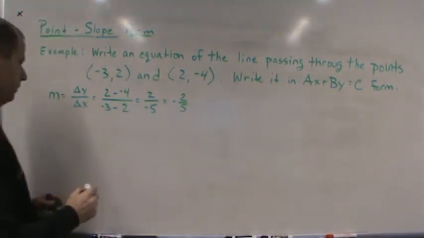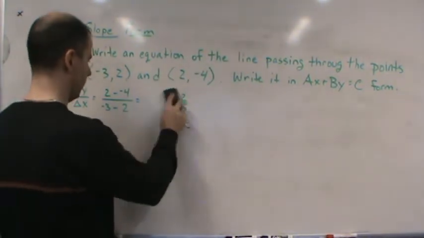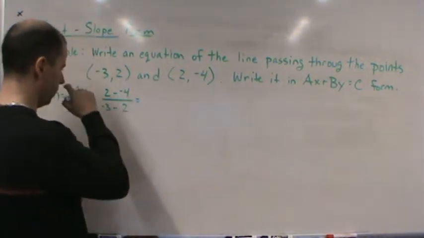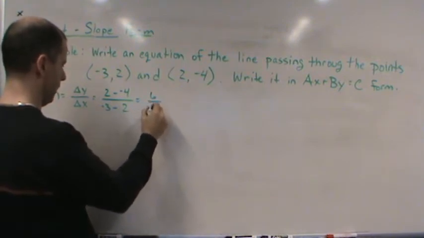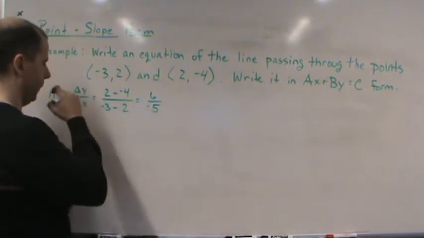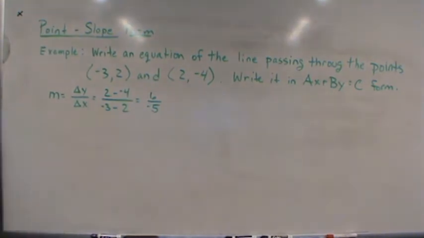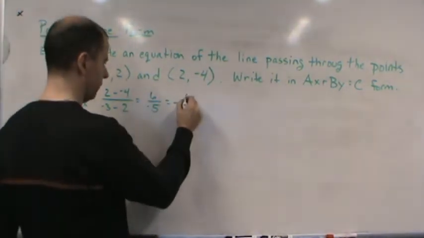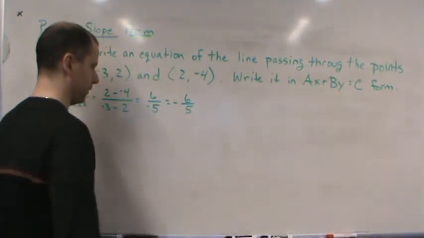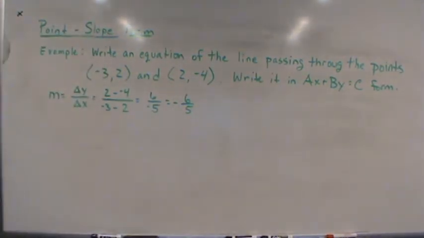Oh, wait a minute. I made my mistake. I did exactly what I didn't want to do. It's 6 over negative 5. Okay, so then this becomes negative 6/5. Okay, so there's our slope.